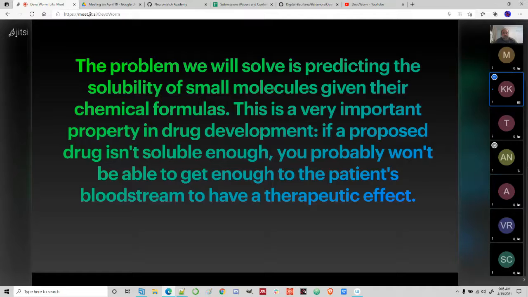And the problem I'm going to address today is regarding the solubility of a chemical compound, and it's a very important property for a drug. Because if a drug is not soluble enough, it won't be able to get mixed in the bloodstream of a patient and will not have its effects.